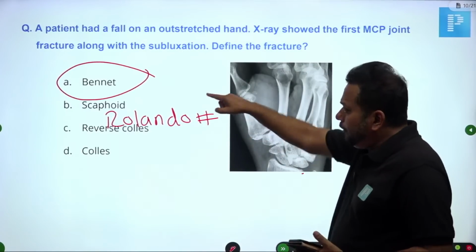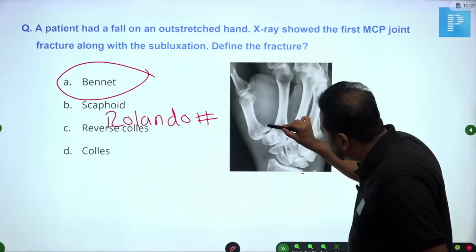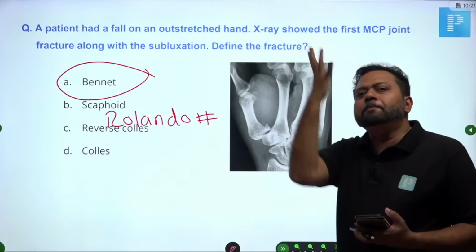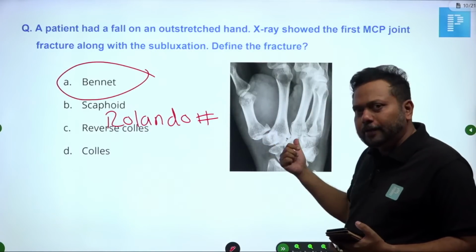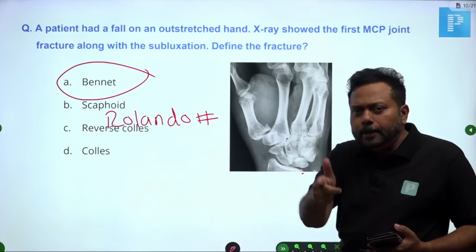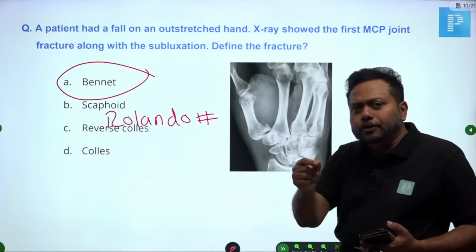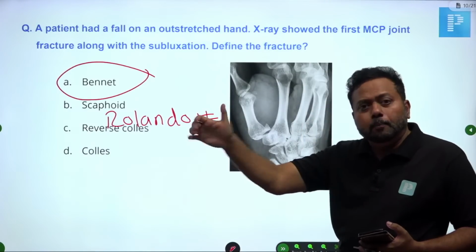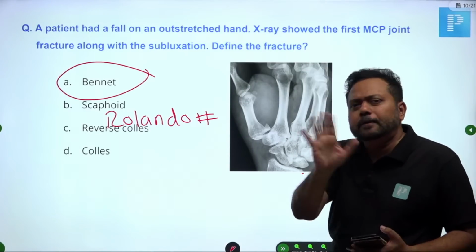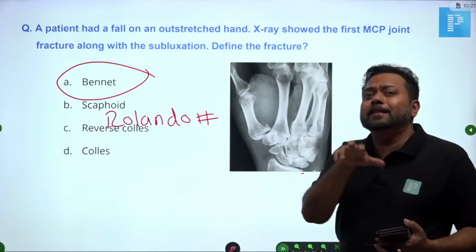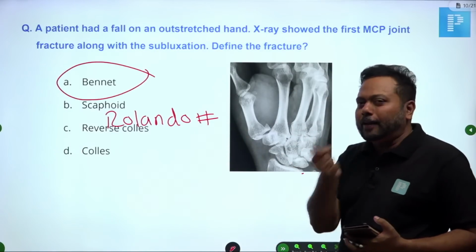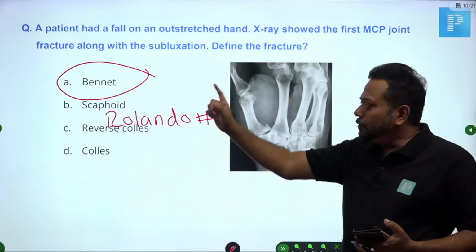I will tell you, if it is Rolando, this fracture should not be a single piece like this. It should be comminuted, many pieces. That's why I'm having a slide. The closest possible differential diagnosis for Bennett is Rolando. Both Bennett fracture and Rolando fracture are fractures of the base of the first metacarpal. Both are intraarticular. Some wrong teaching is happening, semi-intraarticular. There is no such word in ortho. It is either intraarticular or extraarticular. Both the fractures are intraarticular.